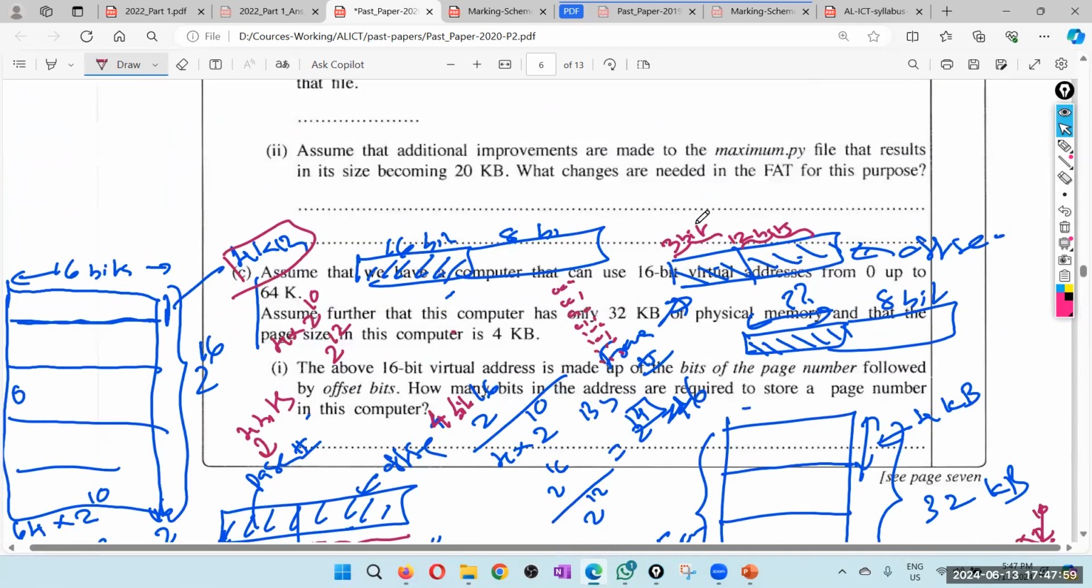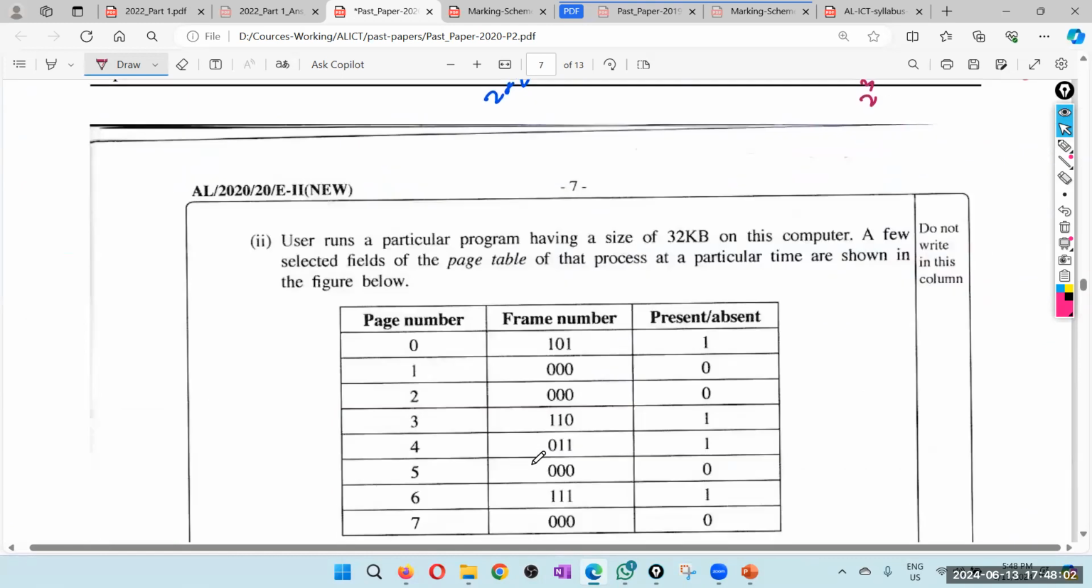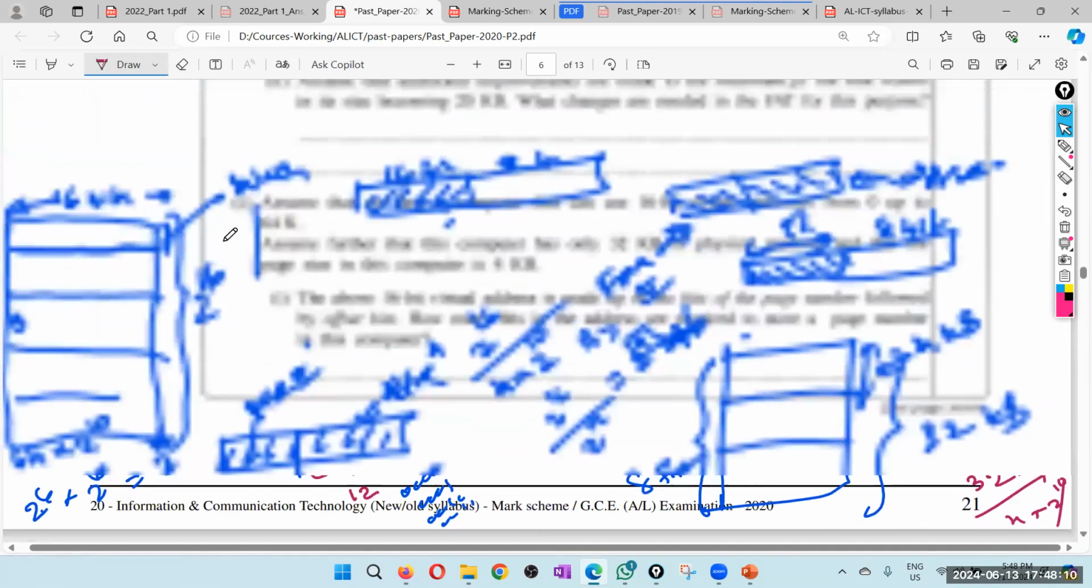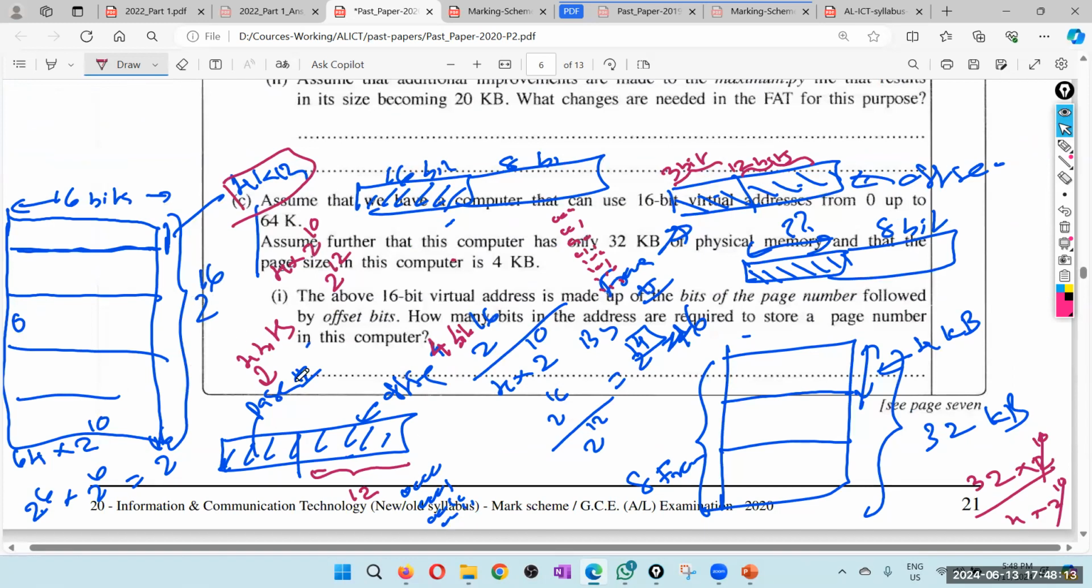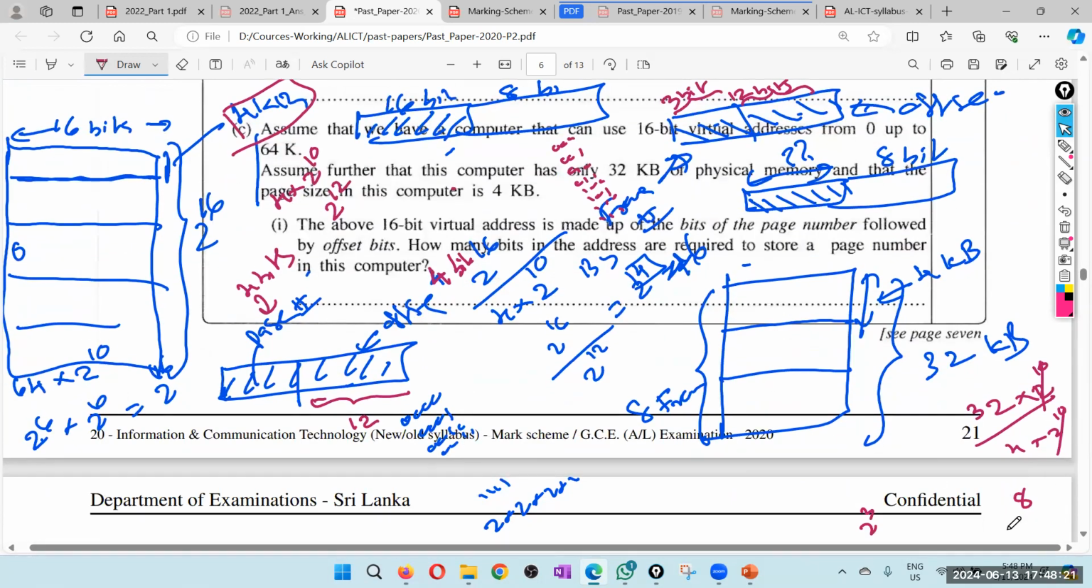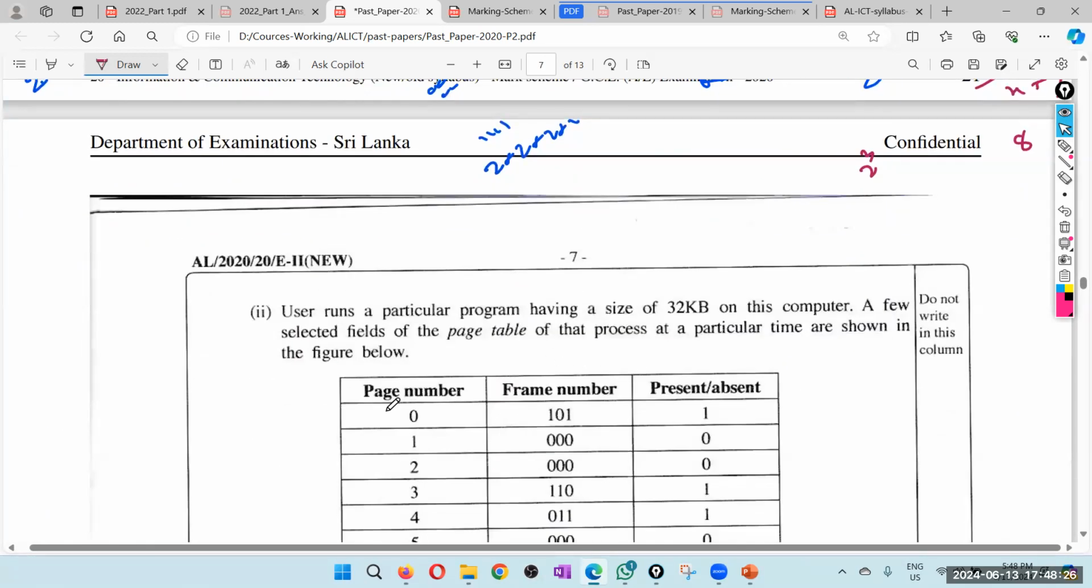You can already see that, remember, the frame number is 3 bits. And the page number they have given in decimal, but obviously it must be 4 bits, because we have 16 pages. 16 pages, 8 frames. So therefore, you need one more bit for the page number. Right. Now let's read. A user runs a particular program having a size of 32 kilobyte on this computer. So 32 kilobyte is again the same thing.